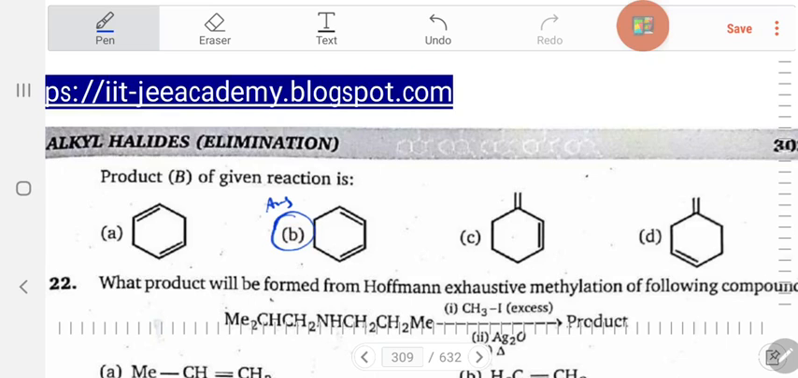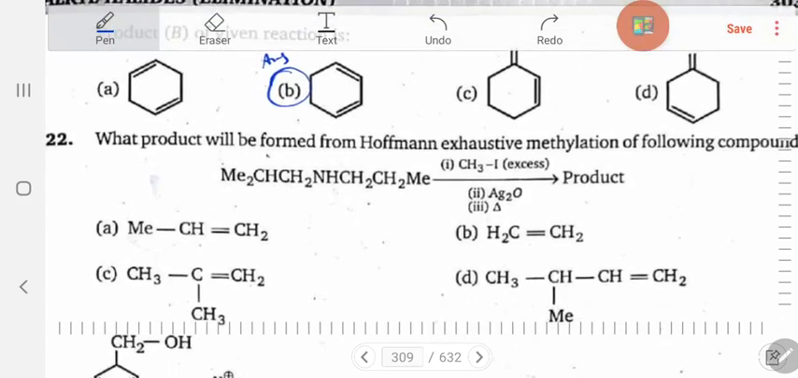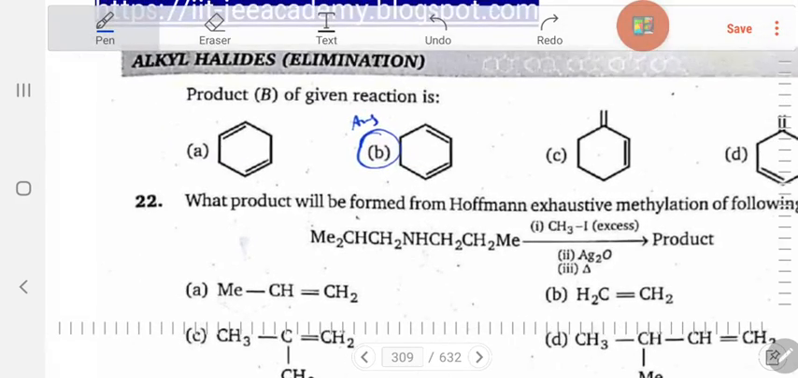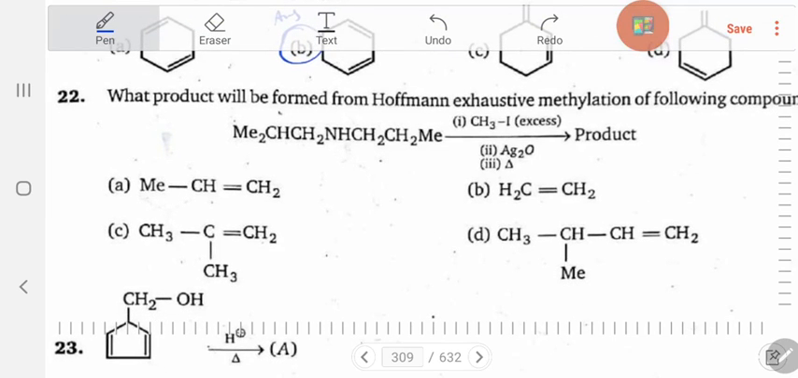Now coming to question number 22. Again you are doing Hofmann exhaustive methylation. So in Hofmann exhaustive methylation, what happened? First this nitrogen donates lone pair of electrons to methyl iodide. So the obtained product will be, let me draw the structure. Then CH2. Then here it is nitrogen. Nitrogen has lone pair. Again CH2. Then CH2 and methyl. Now this nitrogen donated lone pair to methyl system. So you will get methyl iodide. So positive charge and I minus.